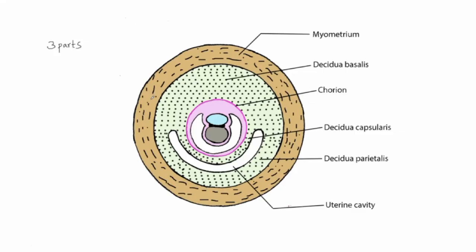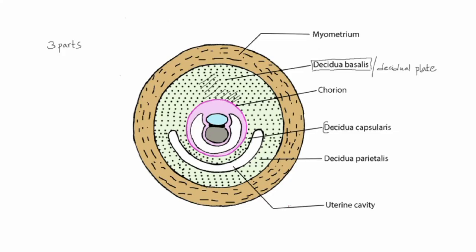They are divided based on their relation to the site of implantation. The most important one taking part in formation of the placenta among the three is the decidua basalis, which we also call the decidual plate. This is the maternal portion of the placenta. It is very firmly attached to the chorion.